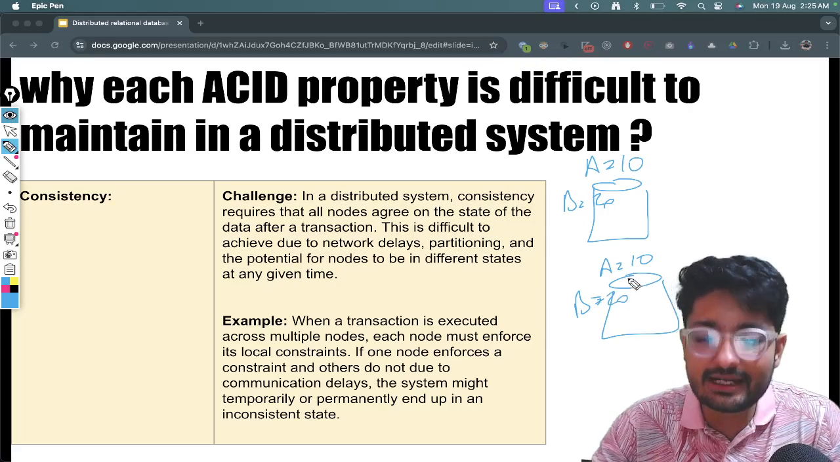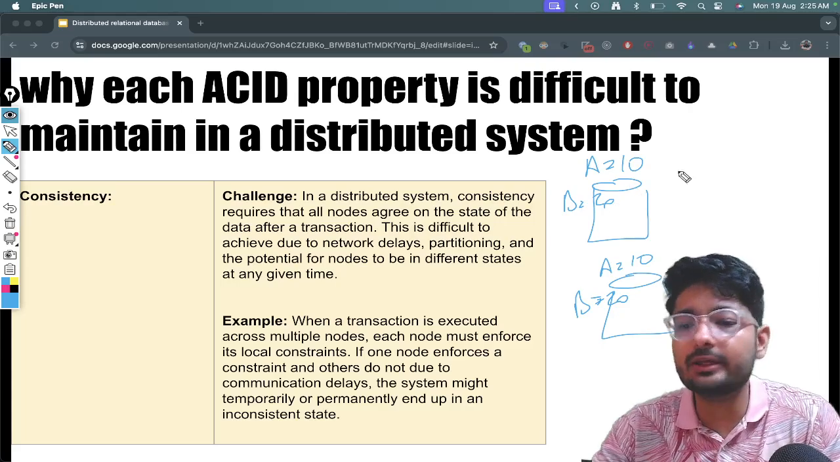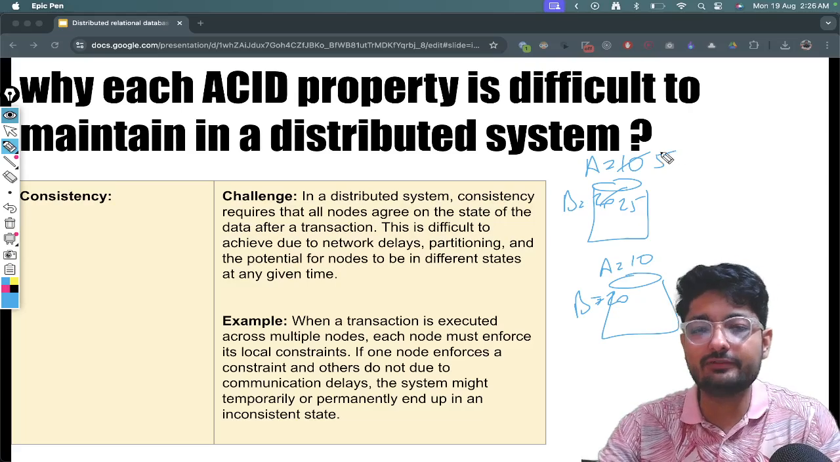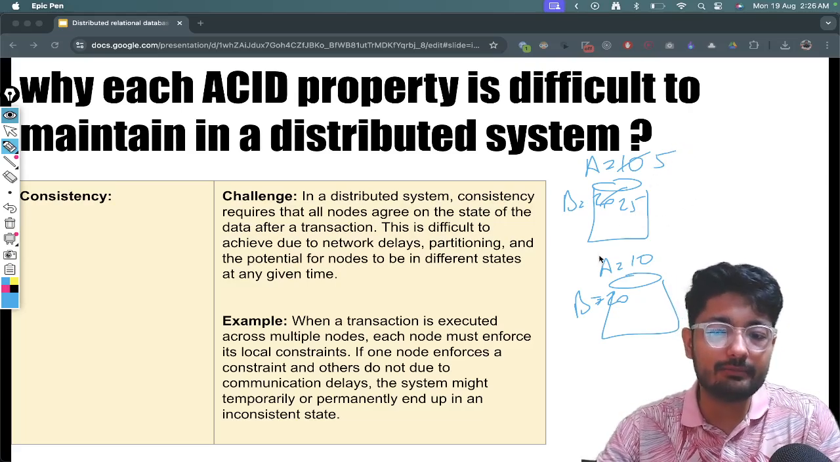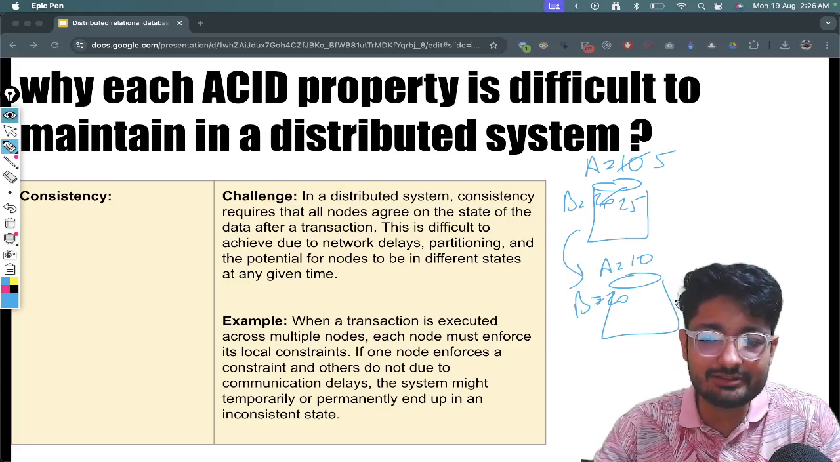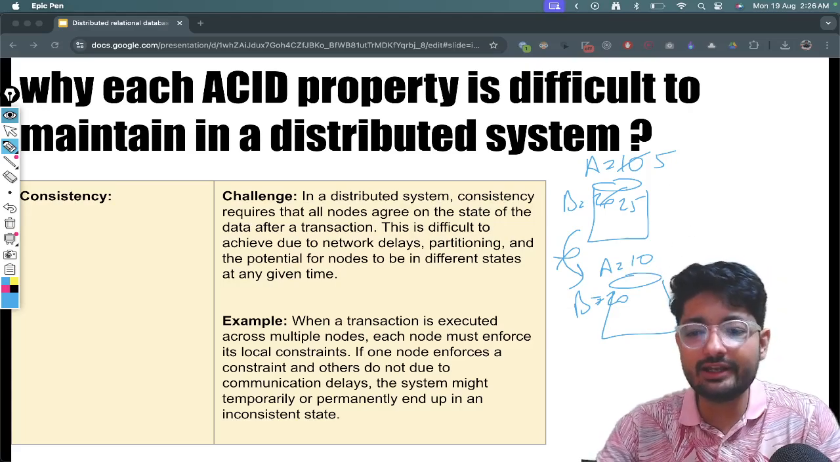Now let's say I'm doing a transaction to transfer money from A to B. So now this becomes 5 and this becomes 25. Let's say 5 rupees have been transferred from A to B. But now when I have to update the other server, it goes down, or there is a network partition. There is some problem happening there. So now there is inconsistency.